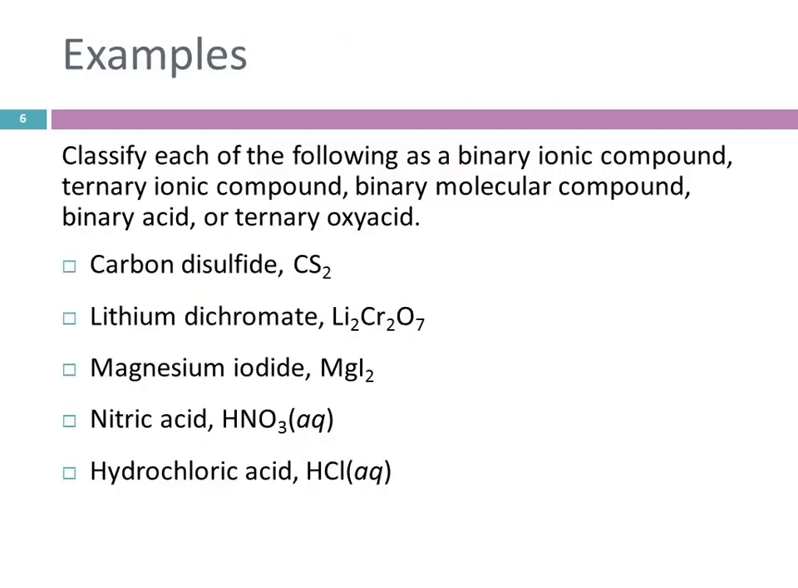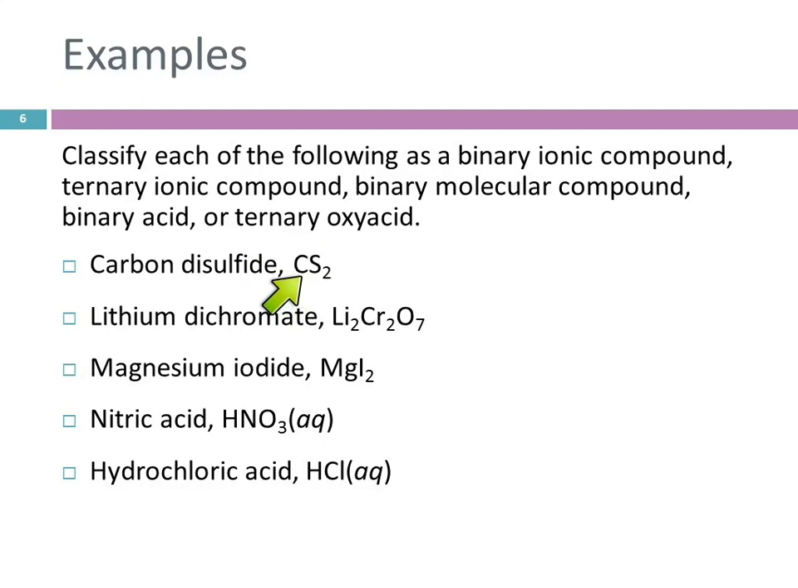So let's practice classifying. Classify each of the following as a binary ionic compound, a ternary ionic compound, a binary molecular compound, a binary acid, or a ternary acid. So those are all 5 categories. Let's look at this first one, carbon disulphide. Well, the name might not mean that much to you. That's why I gave you the formula as well. How many elements are in this?